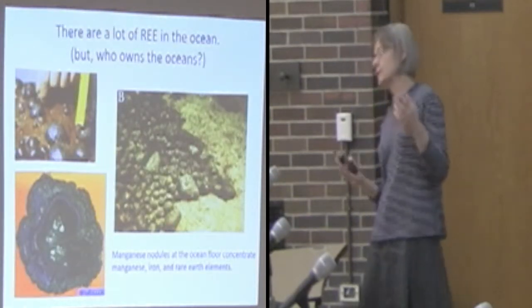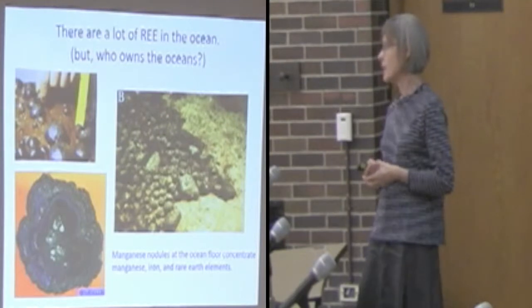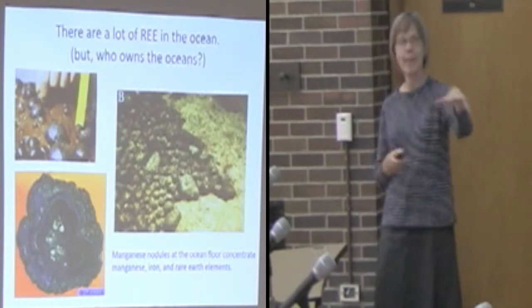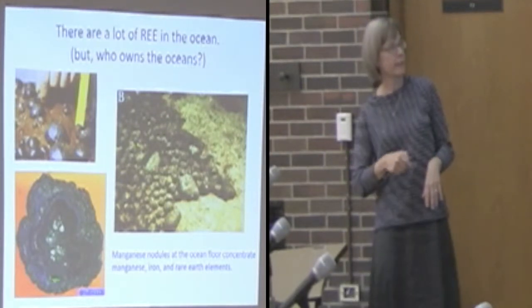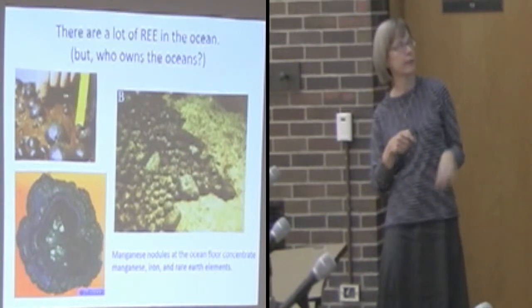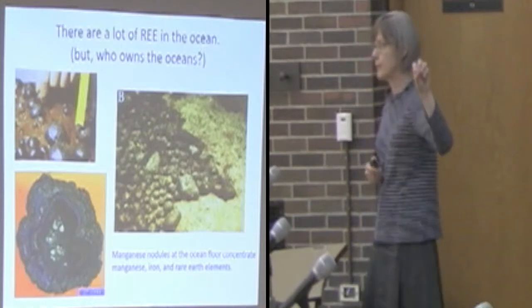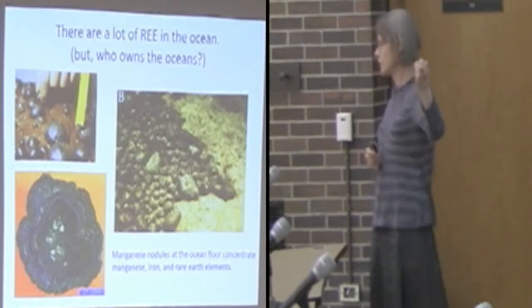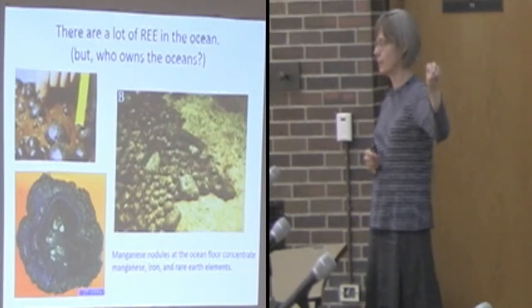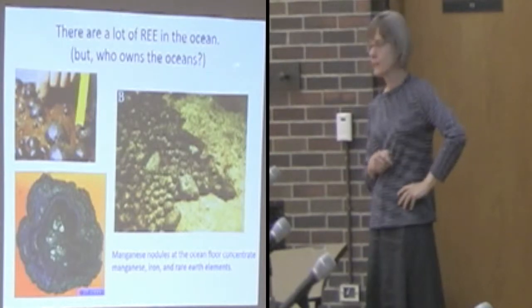Well, look, there's a lot of rare earth elements in the ocean. All over the ocean floor, there are things we call manganese nodules, shown down here. Very small things, kind of hand size or smaller. They have a lot of rare earth elements in them. Great, so we can just go start dredging up the ocean floor. Well, who owns the oceans?